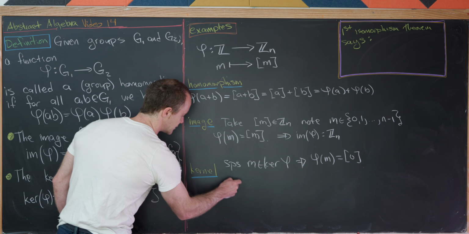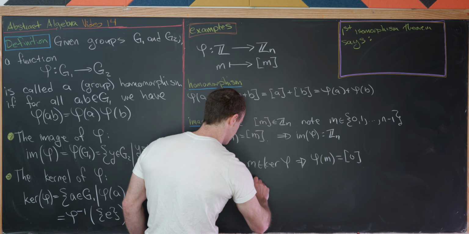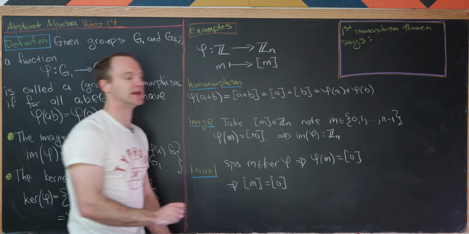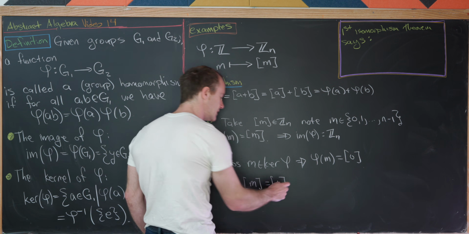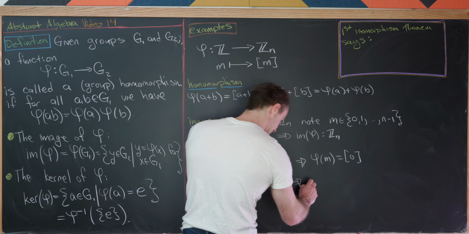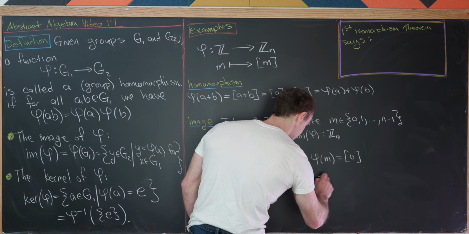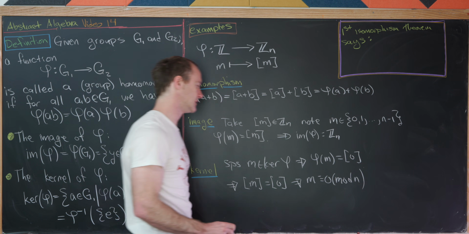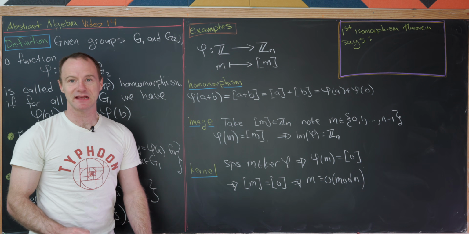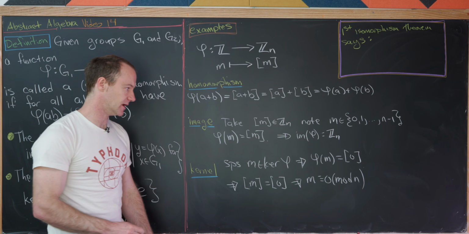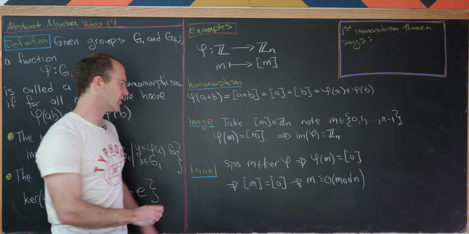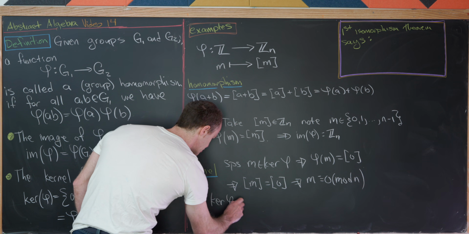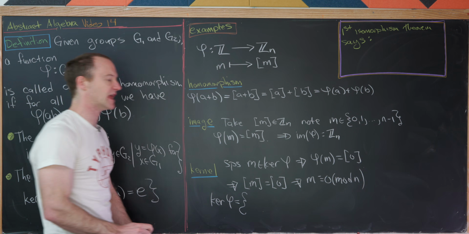But by the definition of phi of m, that means the equivalence class containing m is equal to the equivalence class containing 0. But then by the definition of these equivalence classes, that implies that m is congruent to 0 mod n. But that means that m is a multiple of n. So that means that the kernel is in fact equal to all multiples of n.